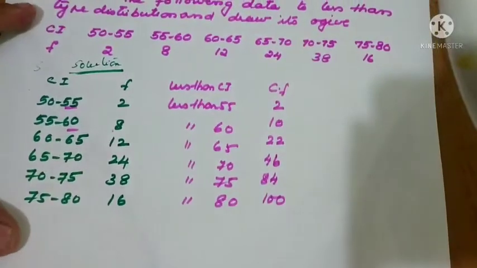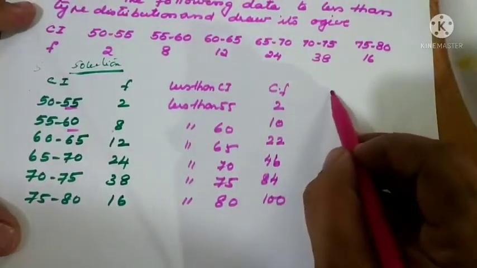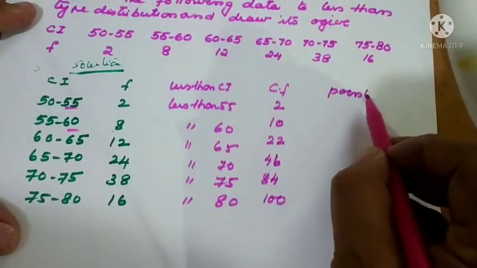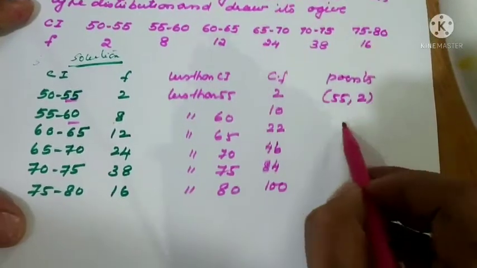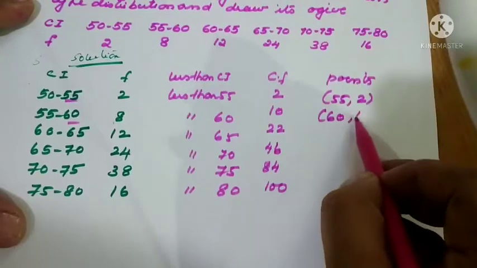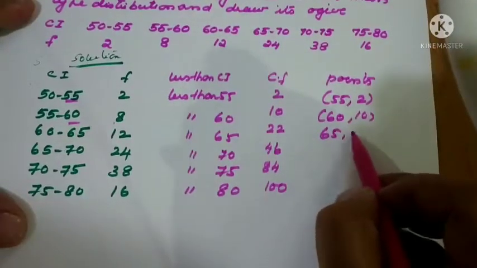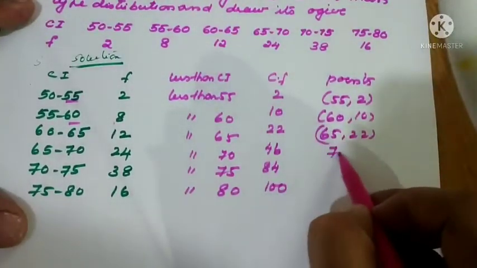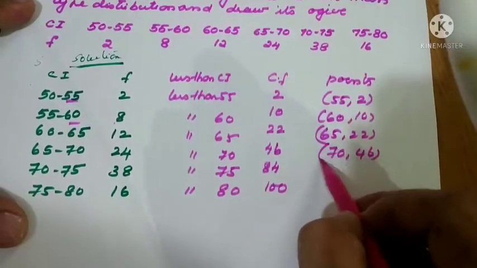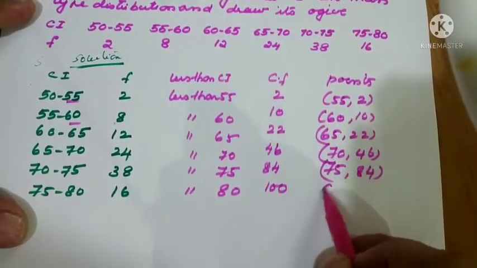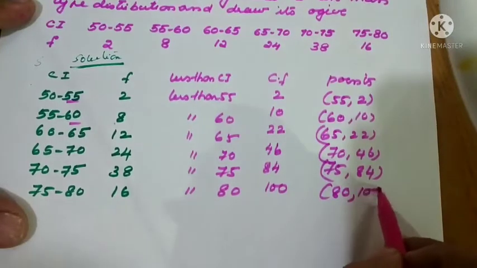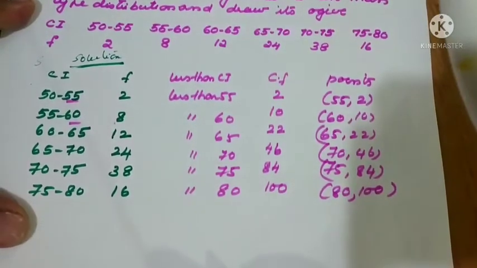Now what is the point here? If we are going for the point on the graph sheet, the x-axis it is 55, y-axis it is 2. Similarly 60 comma 10, 65 comma 22, 70 comma 46, then 75 comma 84, then 80 comma 100. So these are the points we have got.